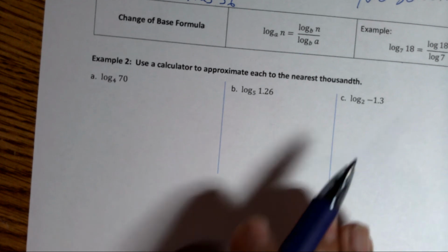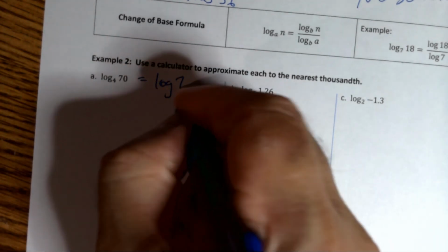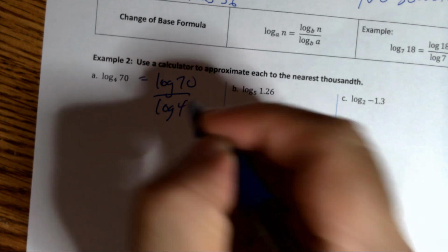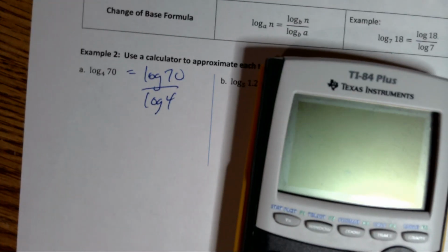So what does that mean? So this is the same thing as log of 70 over log of 4. So I'm going to put it in a calculator like that. So it's log of 70 divided by log of 4. That's it, 3.0646.